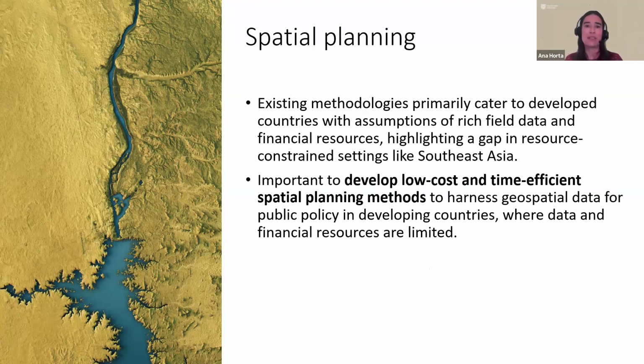And that happens more often than before in some countries, but actually in most Southeast Asia countries, there is still a lack of comprehensive detailed geospatial data sets that we can use for water resources management. It is changing. That's a reality.